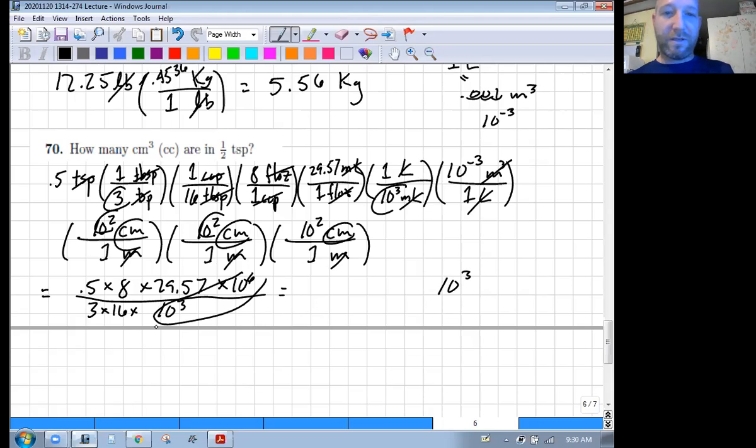Now let's look at these other numbers here. 0.5 times an 8 times a 29.57 divided by 3 divided by 16. 2.46. Oh, you know what? I made a mistake here. I think. Maybe not. Because I'm getting 2.46 times 10 to the 3rd power. That can't be right. I should be getting 2.46. How do I get an extra 10 to the 3rd power here?